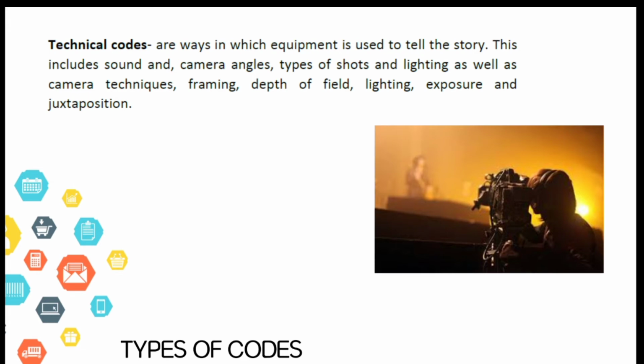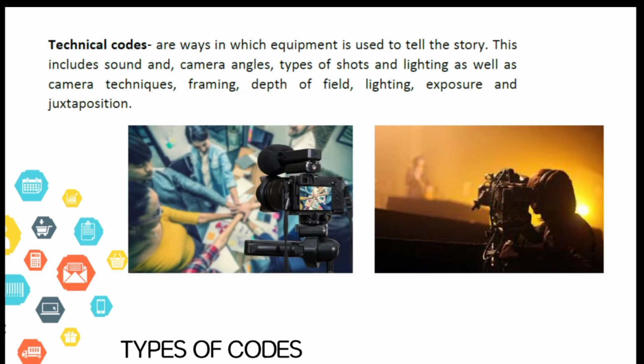Okay. Next code that we do have is yung technical. Yung technical code na tinatawag po. So, ano ba to? Ito na ngayon yung, these are the ways in which equipment is used to tell the story. So, kumbaga, para mas maihayag natin yung kwento, okay, na gusto nating i-convey na message, we are using what? We are using this technical equipments. Okay, these are the equipments po.